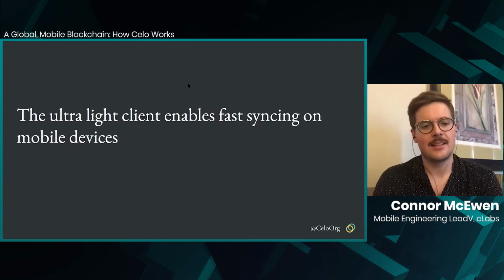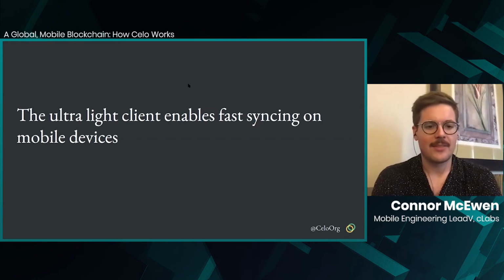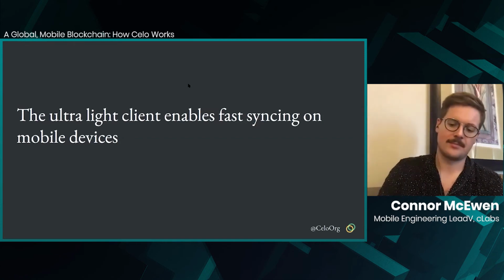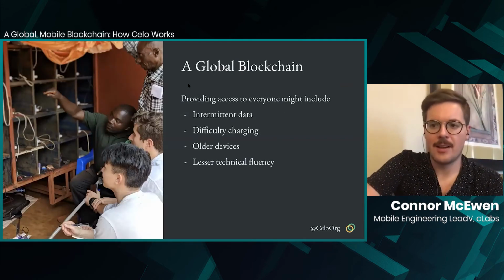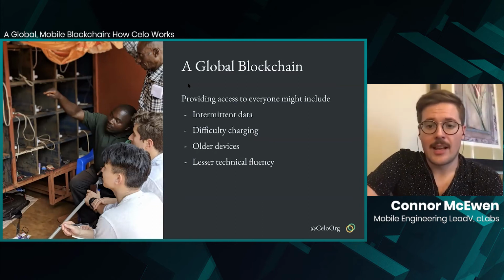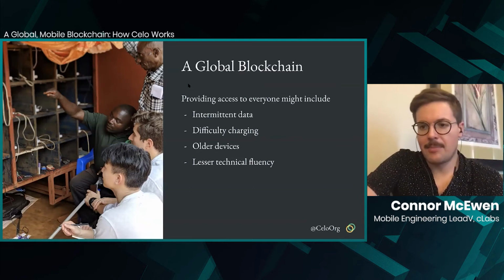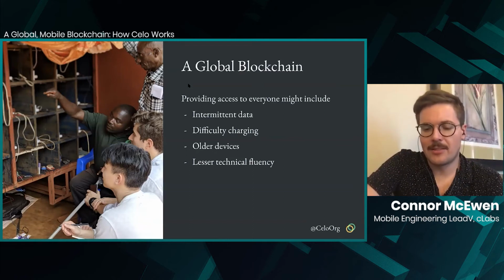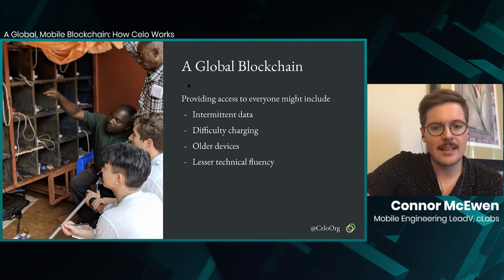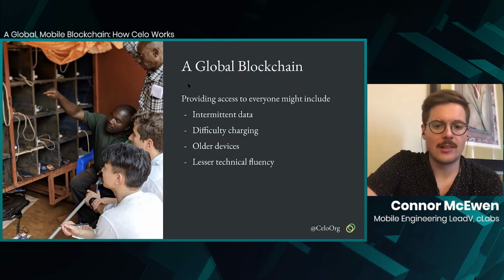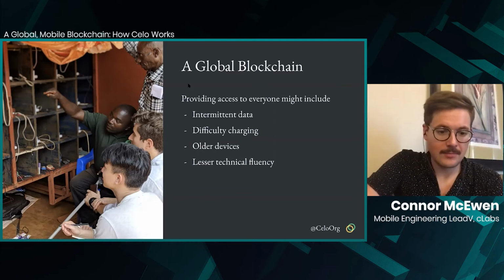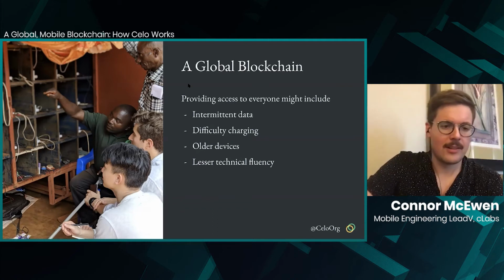The last piece here is the Ultralight Client, and that enables fast syncing to mobile devices. As I mentioned, when we're thinking about building a global blockchain, we want this to be accessible to everyone. And so this might lead to some concerns that people in Silicon Valley aren't familiar with or don't usually think about. Things like intermittent data access, difficulty charging, older devices, or lesser technical fluency. And so when thinking about designing our protocol, we wanted to ensure that there was a path for everyone to use it.